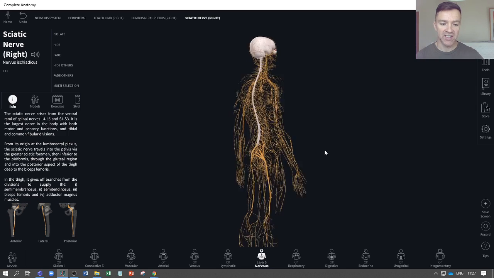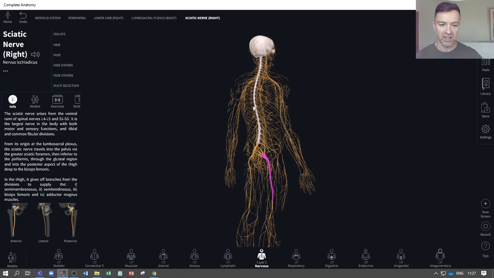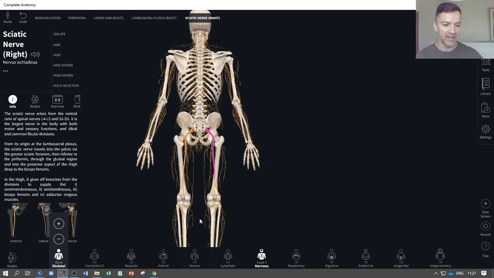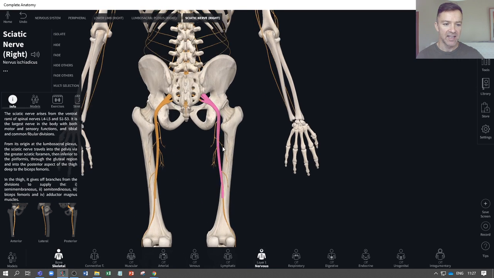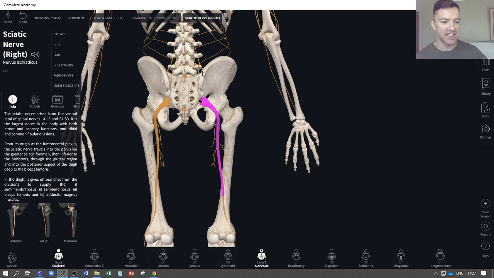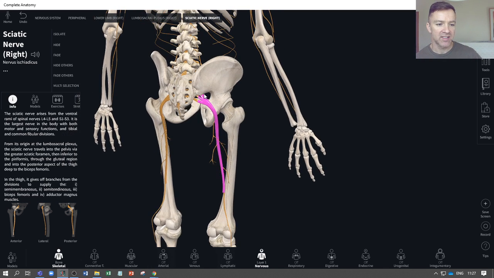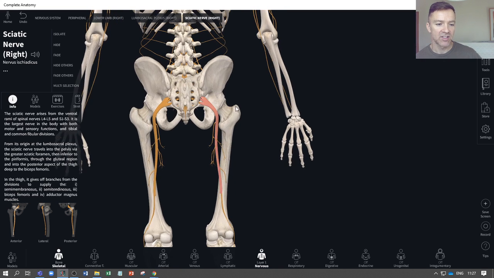The one we are interested in is our sciatic nerve, this one down here. So to bring it back to what we were talking about, if we add the skeleton back in, and we'll strip out a bit of that nervous system there. Okay, so now we can see a bit more clearly that sciatic nerve coming out from the base of the spinal column. It crosses over the hip joint and runs down the back of the thigh there.